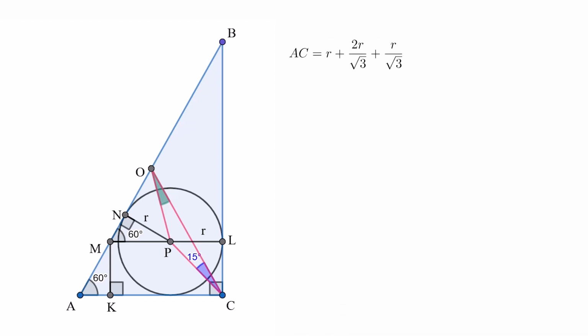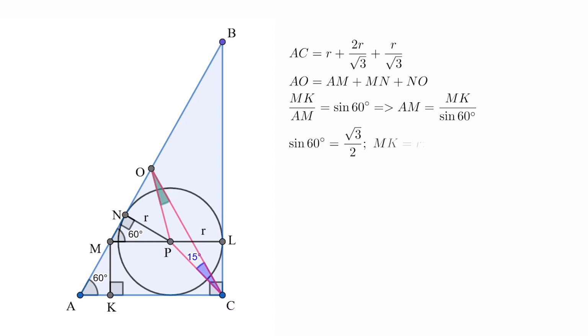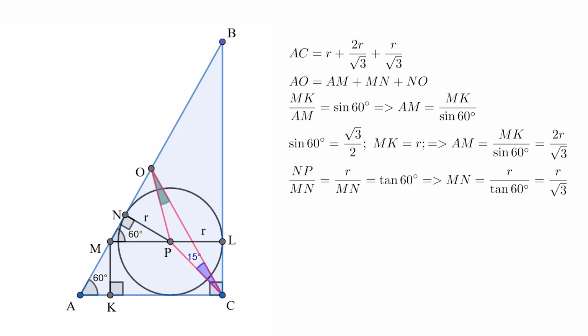Now let's find AO. It equals AM plus MN plus NO. The ratio MK to AM equals sine 60 degrees. So AM equals MK divided by sine 60 degrees, which again gives 2r over the square root of 3. Segments MN and NP are legs of right triangle MNP. The ratio NP to MN equals tangent 60 degrees. Since tangent 60 degrees equals the square root of 3 and NP equals r, we get MN equals r divided by the square root of 3. Thus, AO equals the sum of these expressions.